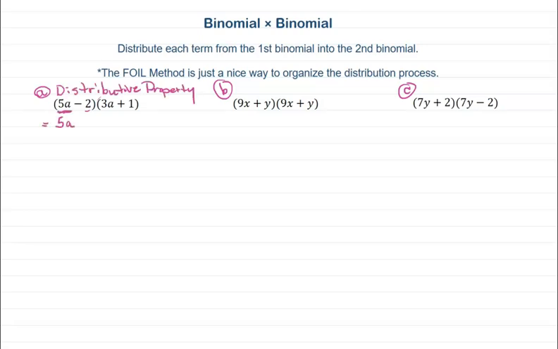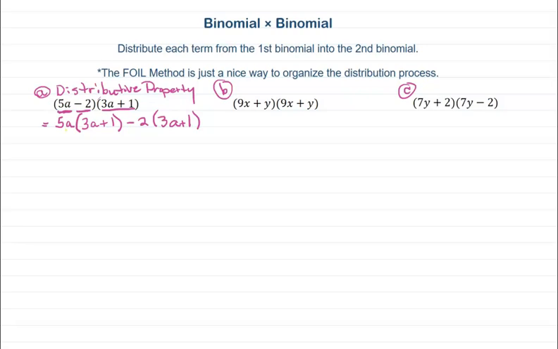Take 5a and it'll get distributed into this whole binomial, 3a plus 1. Then we'll take that second term from the first binomial, minus 2, and get that distributed into the 3a plus 1. All right, don't skip this step. It's important that you write out all your steps so you can keep track of what's going on, and you can keep track of your sign rules too.